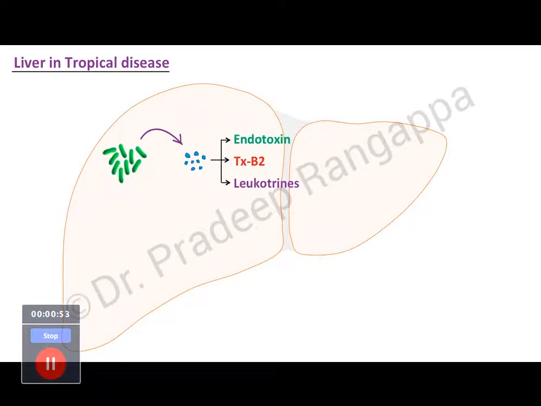These can be endotoxin, thromboxane B2, or leukotriene. So these are some of the endotoxins or cytokines that are produced which can affect the liver. And the liver can also be affected due to the hemolysis and fall in hemoglobin that happens. It can happen due to dehydration, or due to hypoxemia within the liver. And hemolysis can also affect the liver.